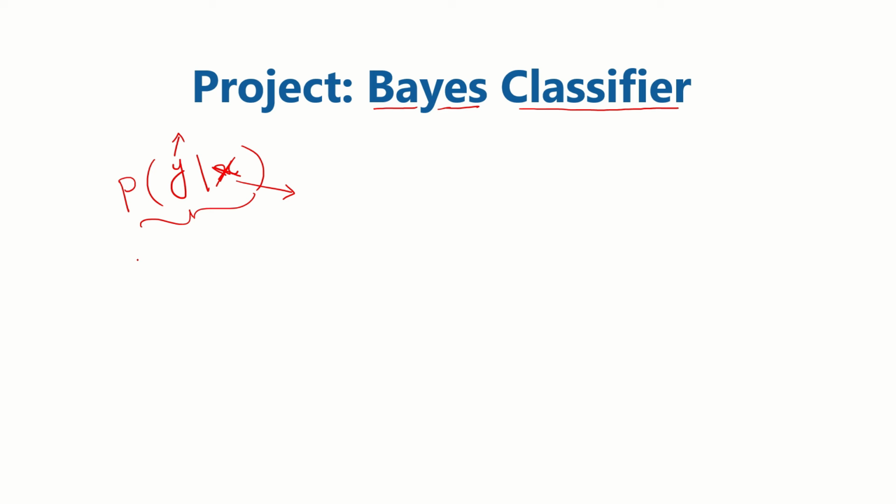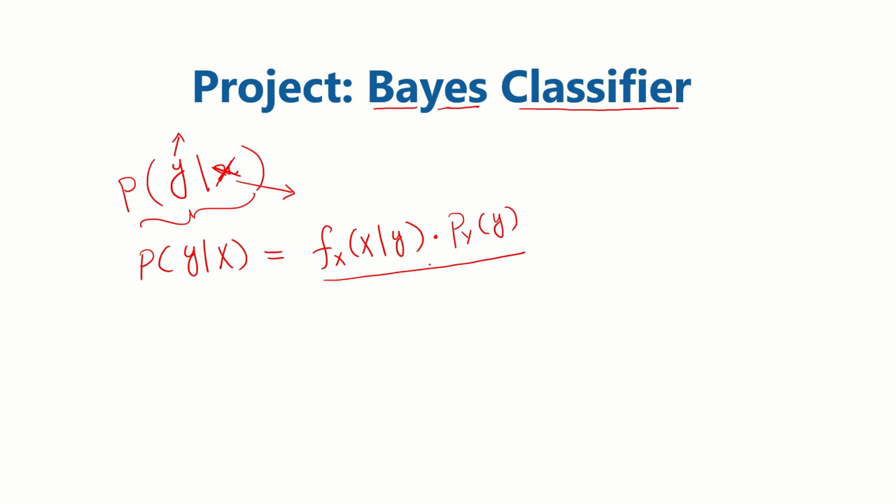So using this Bayes formula, the probability of y given x will be the density of x given y. Why is this density? Because x is a continuous random variable, and when we talk about continuous random variables, we talk about densities, times the probability of y, divided by the density of x. So that's the Bayes formula. And here we are using mixed random variables: the given information is continuous, and the random variable that we are going to predict is discrete.